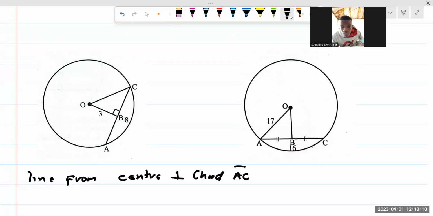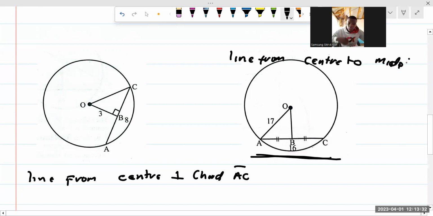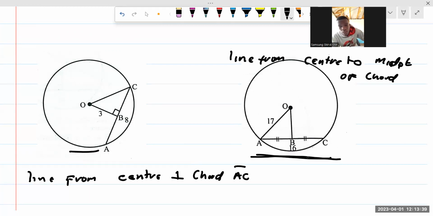Now let's come back to this one. If you are given the following diagram, how would you say this in words then? Is the line drawn from the center to the midpoint of the chord. Here we have a line from our center to the midpoint of the chord. Here you have a line from the center perpendicular to a chord. Here you have the line from the center to the midpoint of the what?